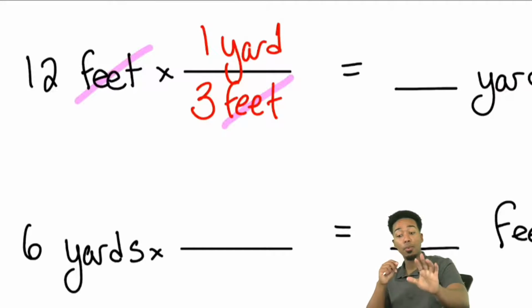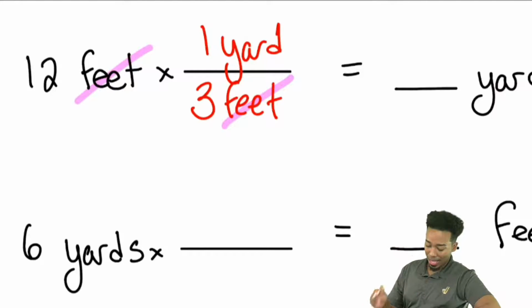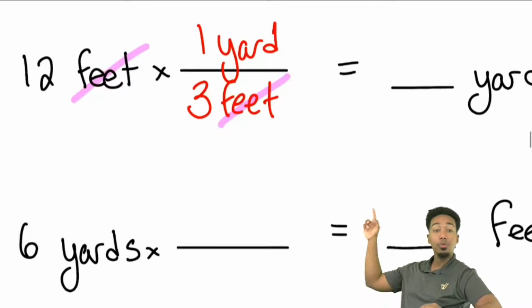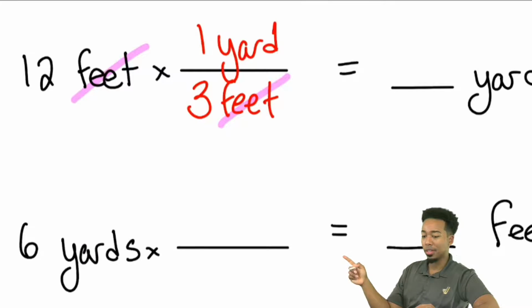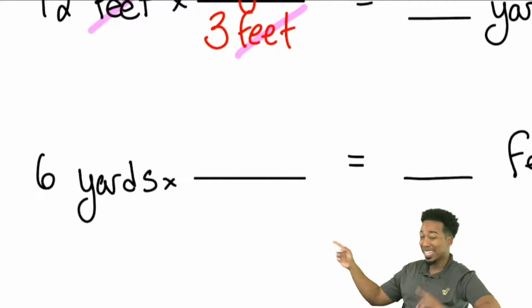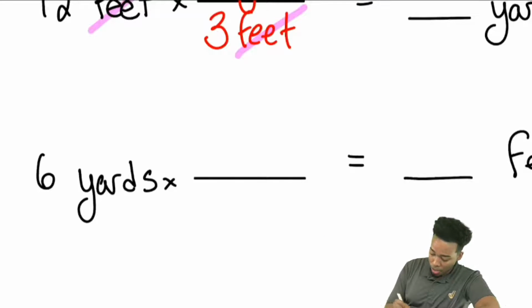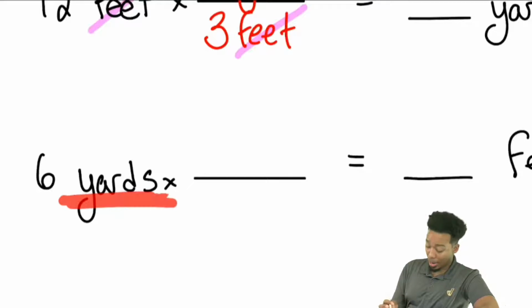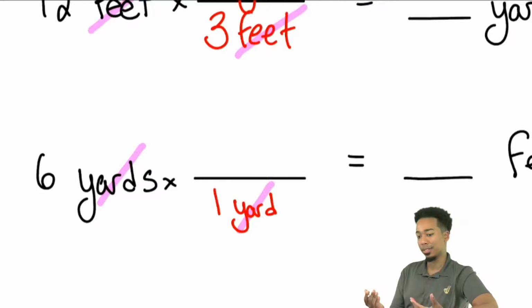And so for those of you that specifically were confused, do we see why in this situation we would put the yard up top and the feet on bottom to cancel out the feet? But in the second problem, it's a little different. It's the same unit conversion, but look, I'm trying to get rid of the yard. So I'm going to put 1 yard on bottom because that's how I'm going to cancel it. Are we starting to see that a little better there?